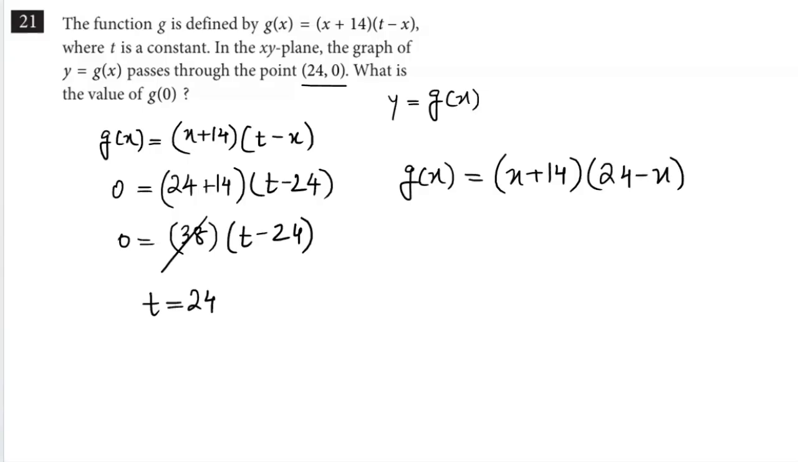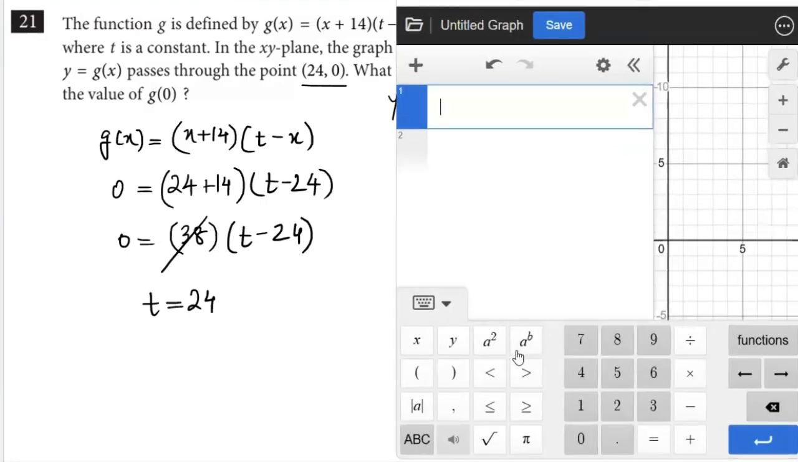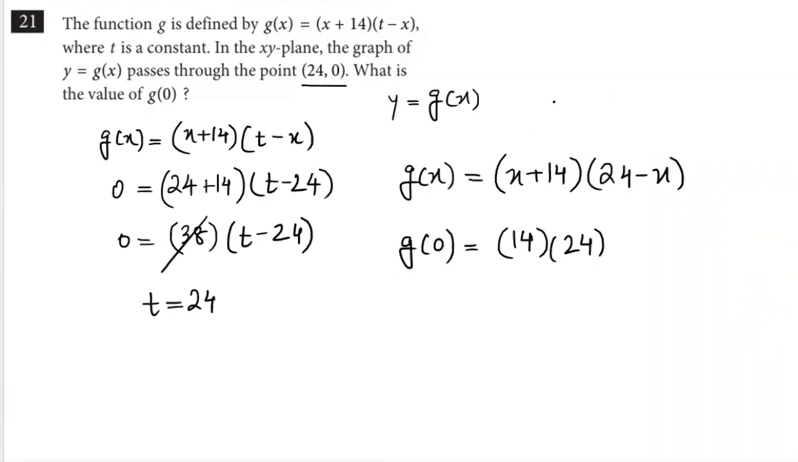So now I can write my function in terms of x only: x plus 14 times 24 minus x. Now you need g of 0. So in place of x, you put 0, and you'll just be left with 14 times 24. Let's get this value. What is 14 times 24? That's 336. So 336 is the correct answer for question 21.